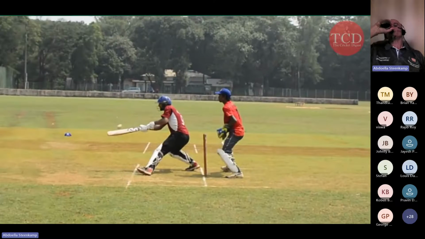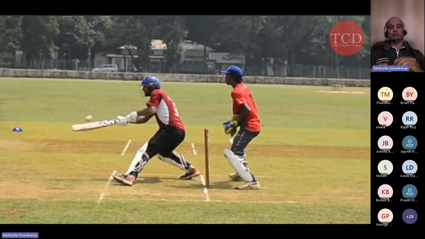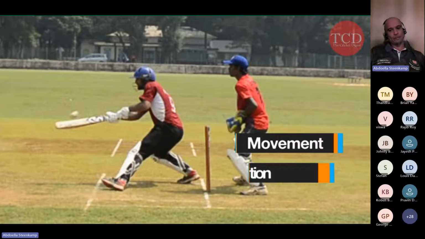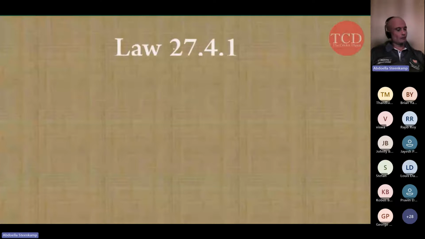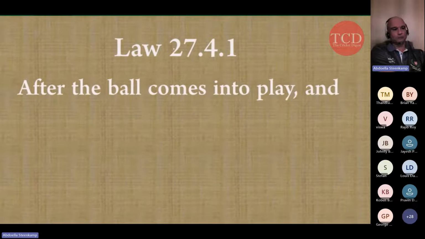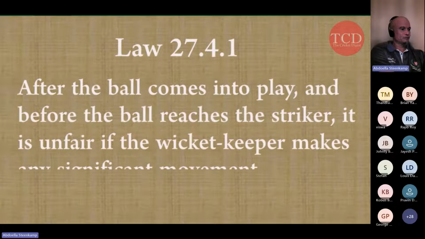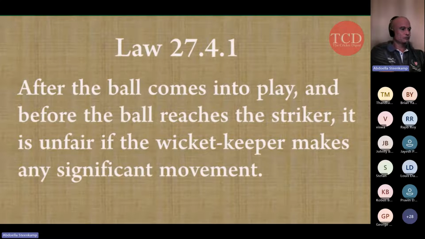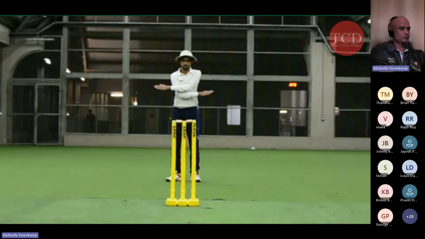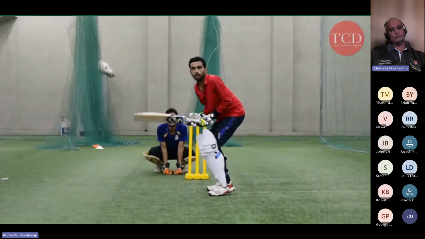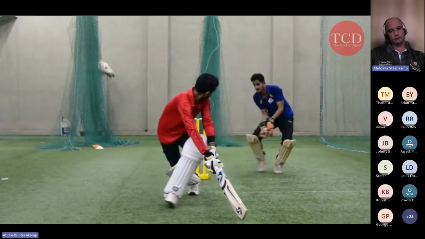Before going any further, let us take a look at the restrictions a wicketkeeper has. He has restrictions both on his movement and position. According to cricket law, after the ball comes into play, well, to know when the ball comes into play, watch the above video. And before the ball reaches the striker, it is unfair if the wicketkeeper makes any significant movement. In this case, umpire will call it dead ball and further action will be invalid. However, he is allowed to make certain movements. Let's take a look at them.